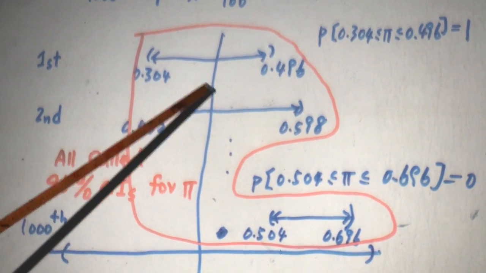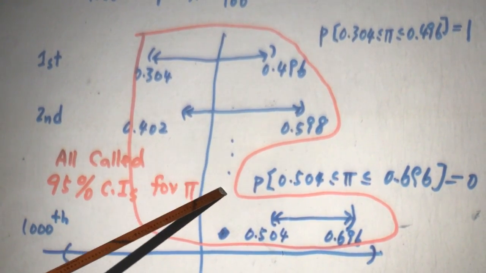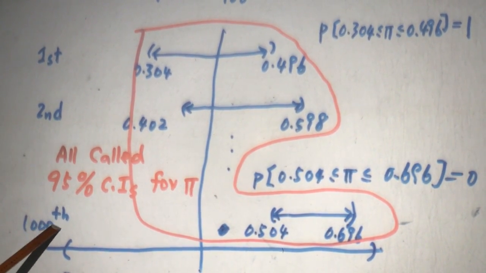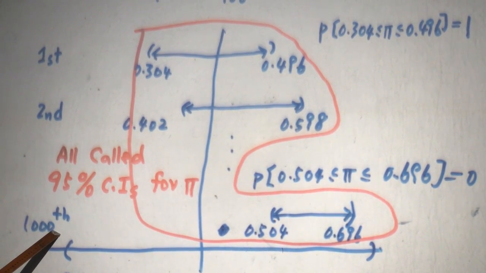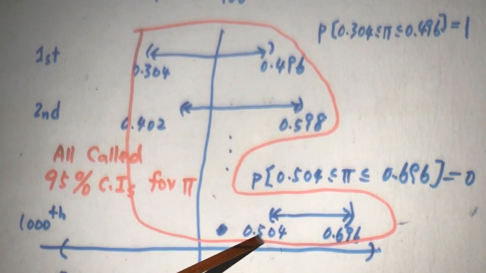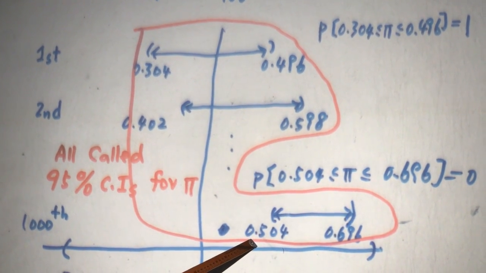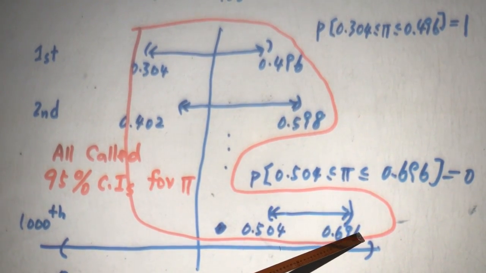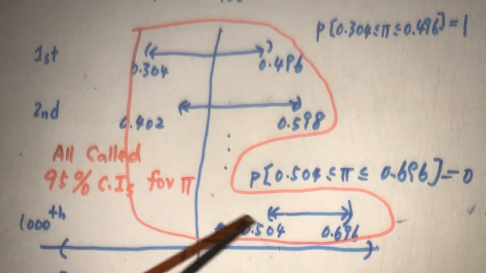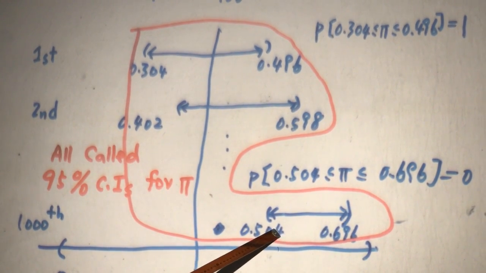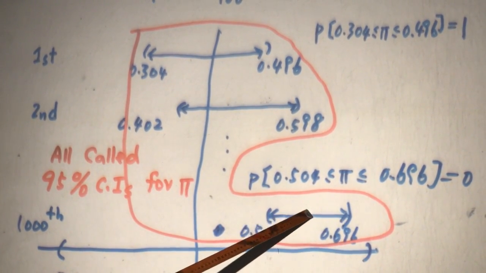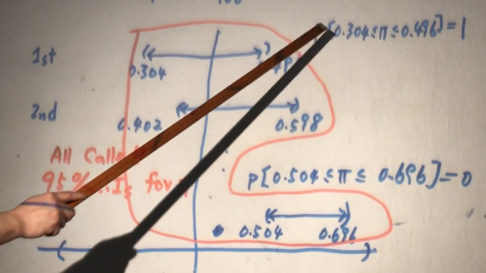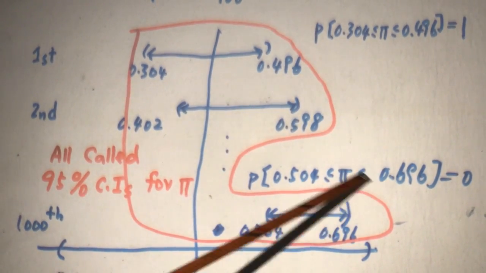Now I keep doing this until the very last one, okay? As you can see, some cover pi with probability 1, some don't. Like this one, the last one: I flip the coin 100 times, I see 60 heads. X bar is 60%, N is 100. I plug in the formula. I get a 95% confidence interval from 0.504 to 0.696. This interval doesn't cover pi. So the probability that 0.504 to 0.696 covers pi is 0. Are you with me?